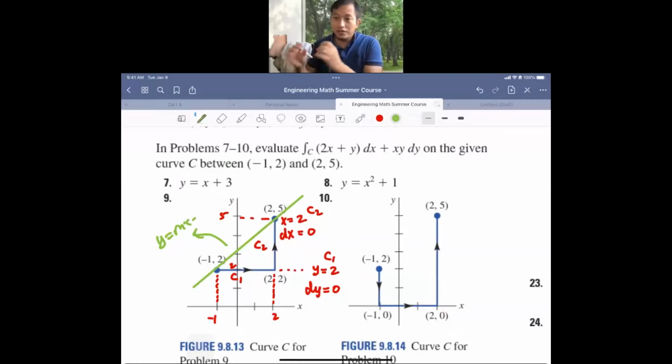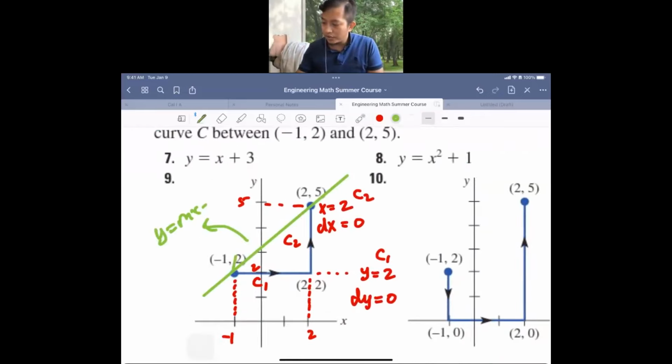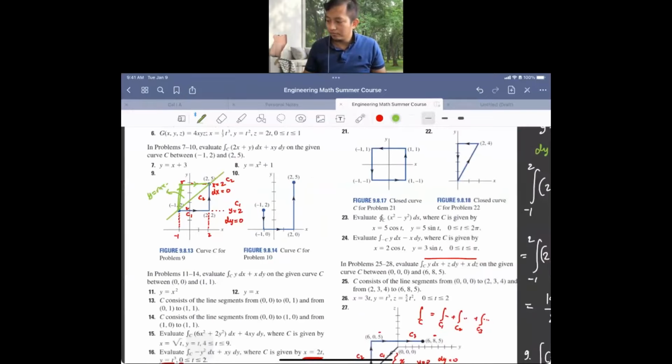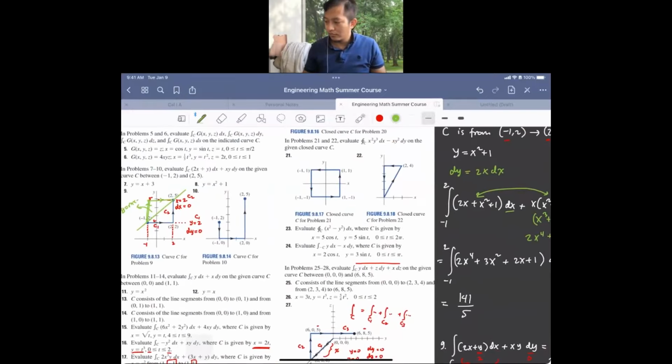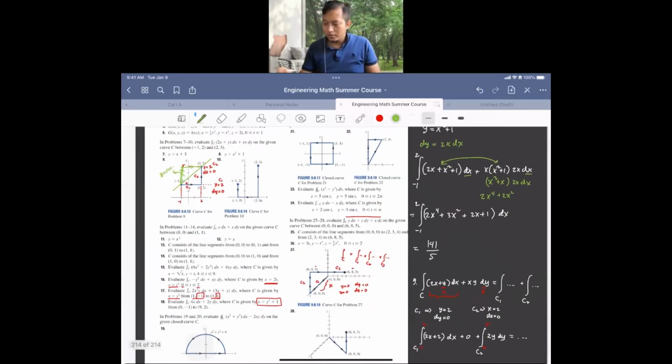But since it's already been given a specific path, I think you can just follow that path for some questions. If not, then you could make your own path, and make the path simple. Or you could make the path go from here to here, go up and then go right. It's also another possible path. Okay, any questions from this page?